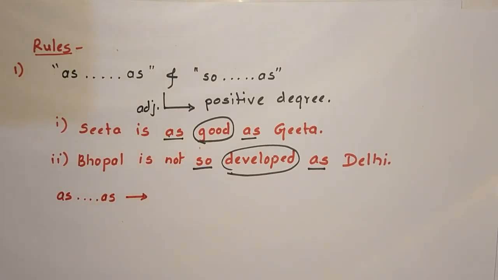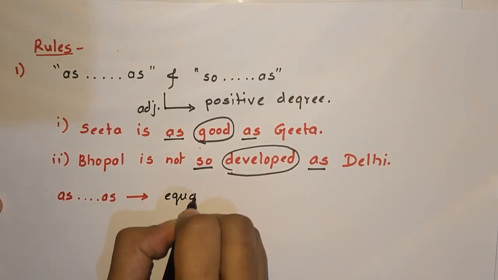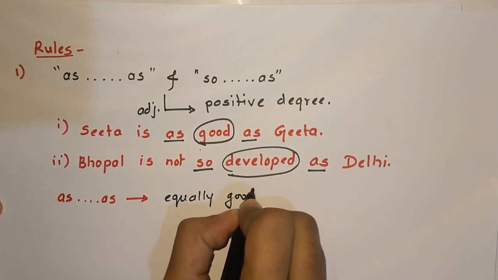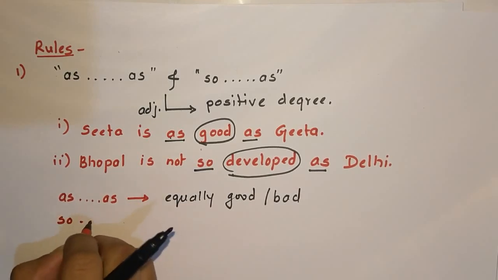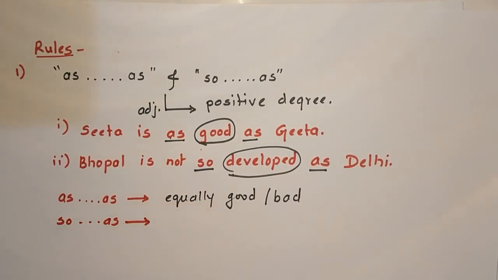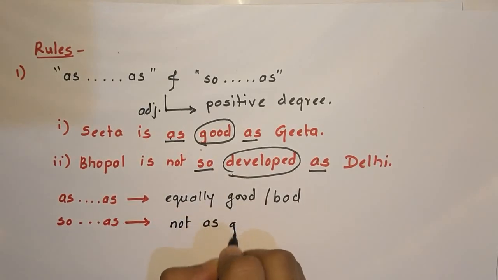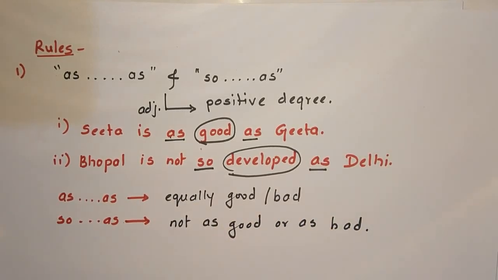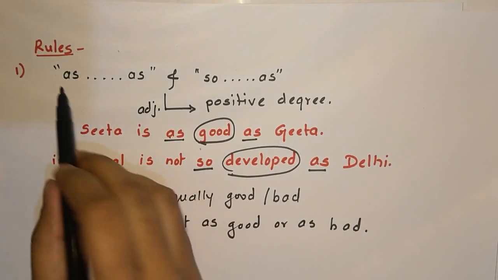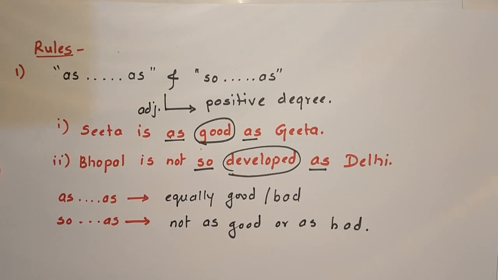As this is showing that something is equally good or bad. Instead, so as shows that something is not as good or as bad. So whenever we are using the adjective in between as and so as, we are going to use positive degree. Always remember.